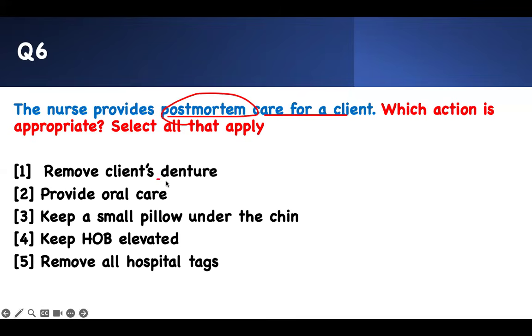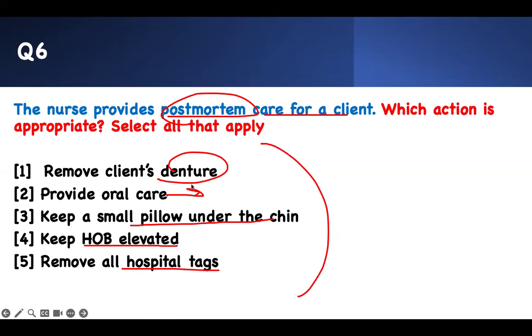If they have dentures, keep the dentures in, okay? There's no need for oral care, right? You can put a small pillow under their head to allow blood to drain downward. Keep their head of the bed elevated. Remove all tags. So this is a select all that apply.